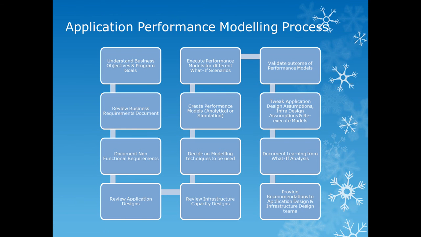The performance modeling process generally starts off with understanding the business objectives, understanding the program goals, reviewing your business requirements documents, understanding what the business requirements are all about, and documenting your non-functional requirements. So the first three steps are very critical in understanding the business objectives, the program goals, what the program intends to achieve, what the business intends to achieve, what the objectives of the overall program are, what we are trying to achieve, and what the time frames involved are.